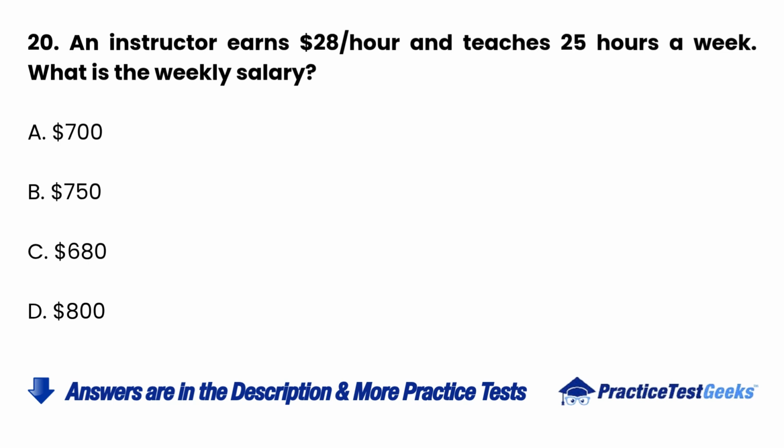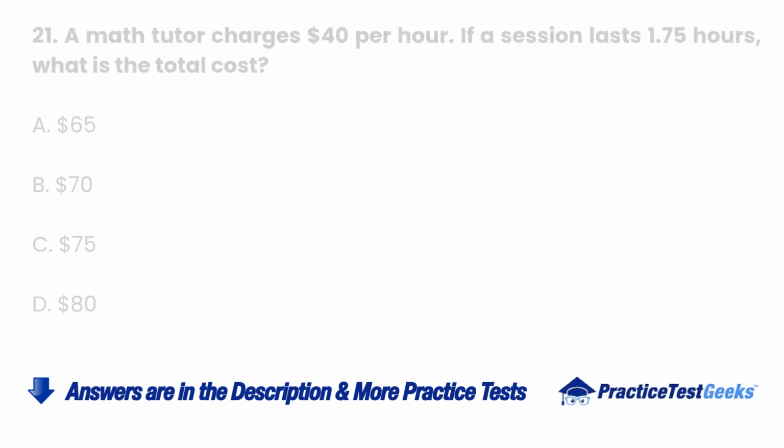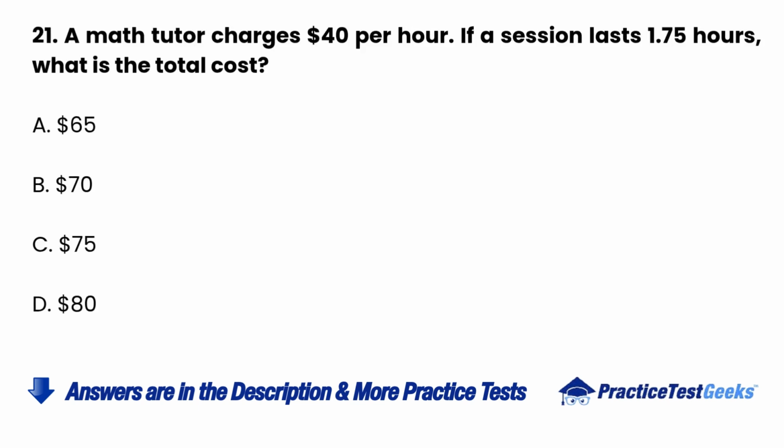20. An instructor earns $28 an hour and teaches 25 hours a week. What is the weekly salary? A. $700. B. $750. C. $680. D. $800.